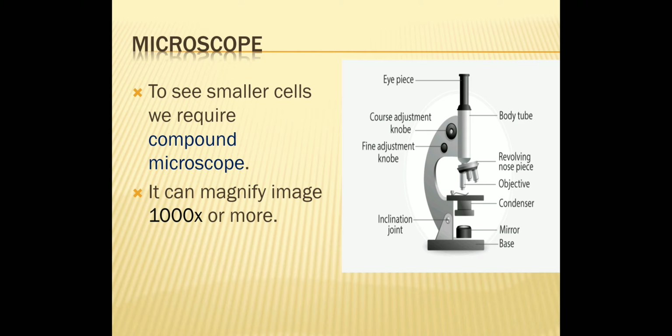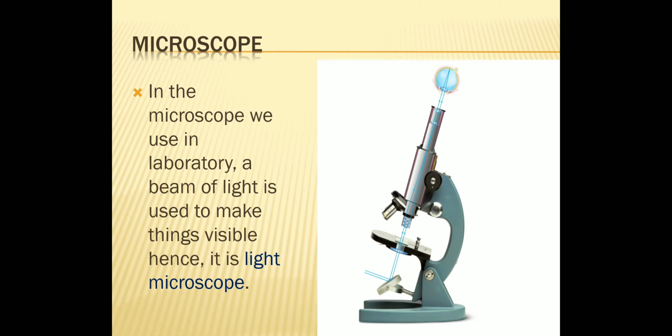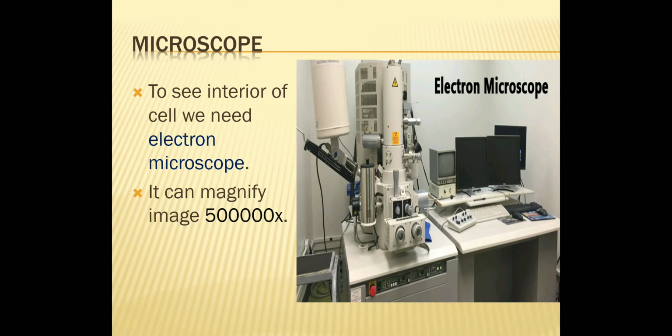Now, in the microscope which we use in our laboratory, a beam of light is required so that it can make things visible. As it requires light to make things visible, we call it a light microscope. So whatever microscope we use in our lab is called a light microscope. Now to see the interior of a cell, that means if you want to see the smallest parts present in a cell, what you require is an electron microscope. And this electron microscope can magnify an image 5 lakh times.